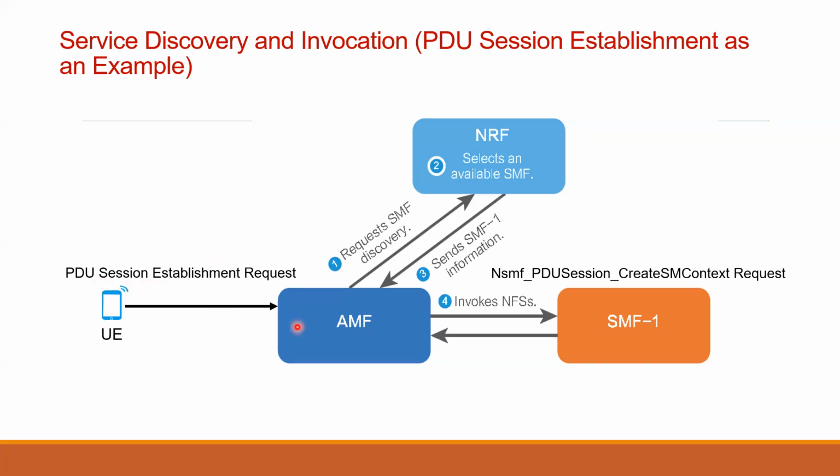So a PDU session request comes to AMF. AMF is going to send an SMF discovery request. It is going to send those specific services that are requested by the UE to the NRF and ask that, okay, I need an SMF with these specific services. So NRF is going to select an available SMF and send the information of that SMF to the AMF, the IP address and all that. And then AMF is going to send that specific network function service to the SMF whose address is provided by the NRF, and it is going to respond back, and then your PDU session is completed.